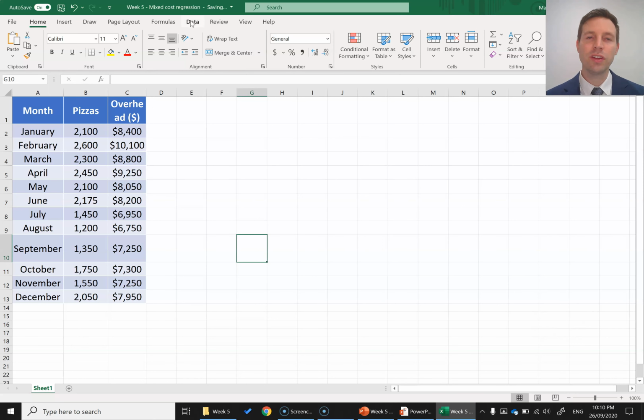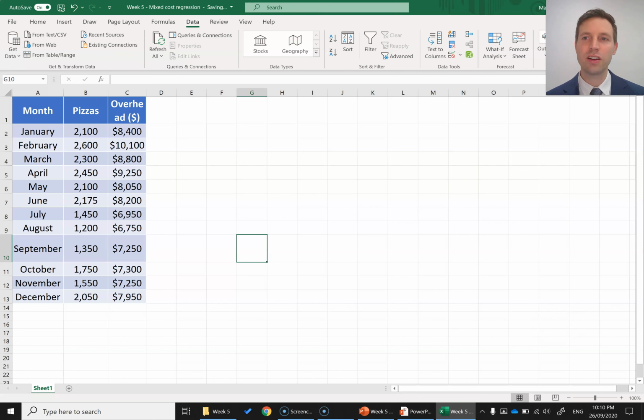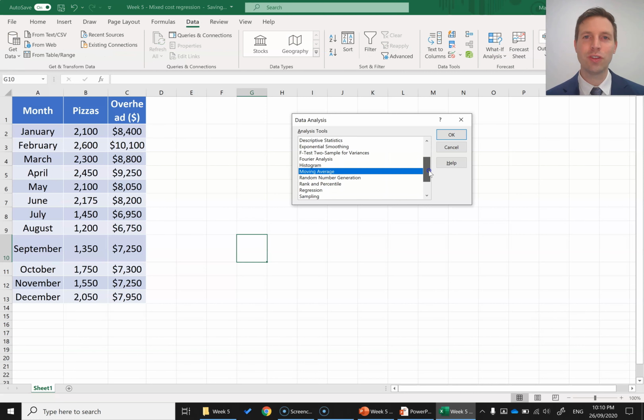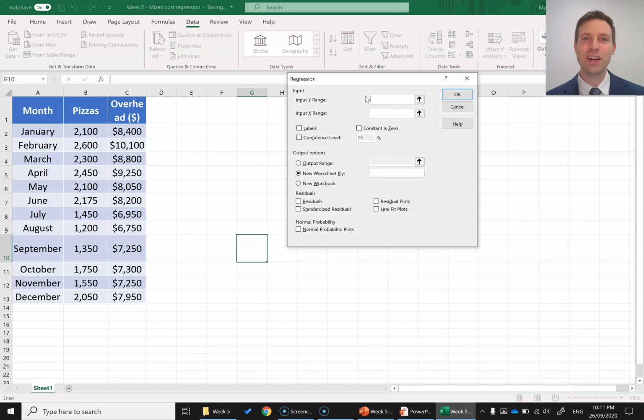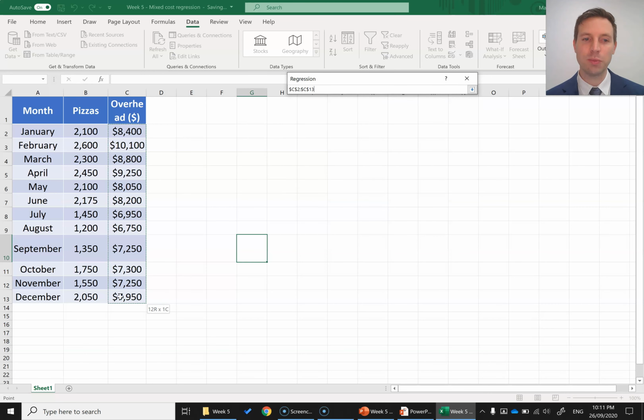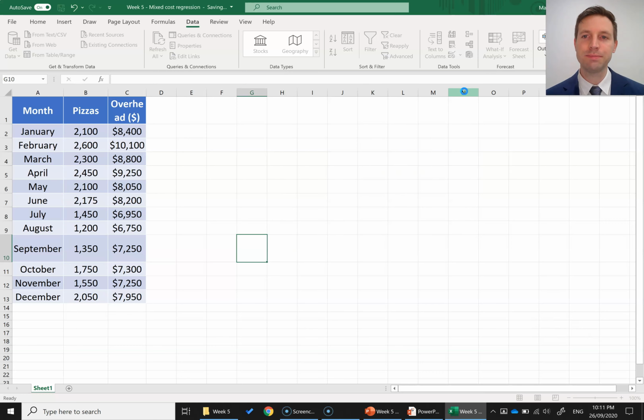I'm going to go into the ribbon up here and click Data. Then I'm going to go to Data Analysis, and I'm going to choose the regression option. The regression options have showed up here. Input Y range. The Y range is our total costs. So I'm going to select the total cost for each month. And the X range is going to be our activity level, the quantity. So the quantity of pizzas we've made each month. I'm going to click OK there.